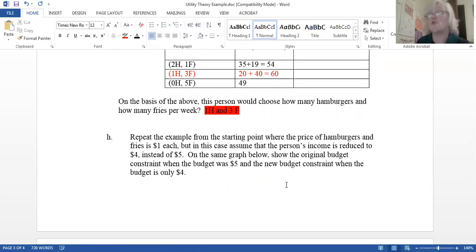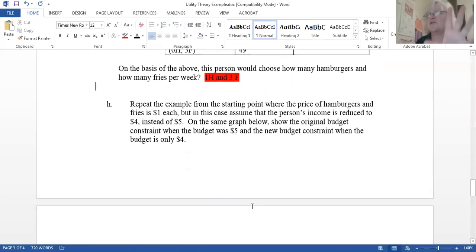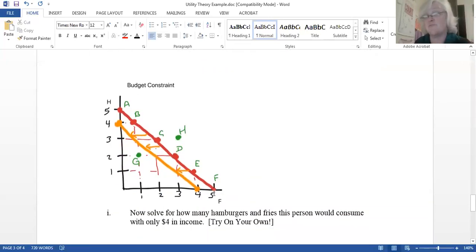And let's go back to our original price of $1 each. We'll go back to our very, very original budget constraint. And so you can see it here in red. That was our 5 and our 5, not the blue one that got rotated, but the original red budget constraint where we had 5 hamburgers and 5 fries was affordable with a $5 income and a price of $1 per hamburger, $1 per fry. Now we only have $4, so that's going to shift my budget constraint inward.